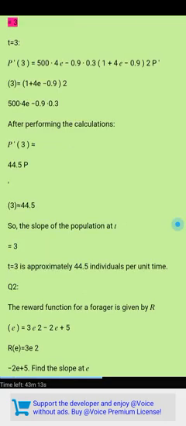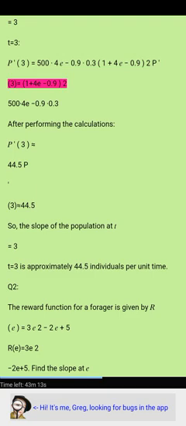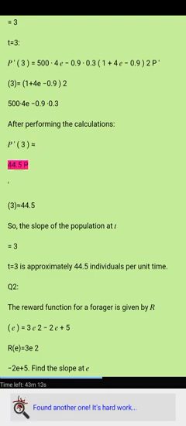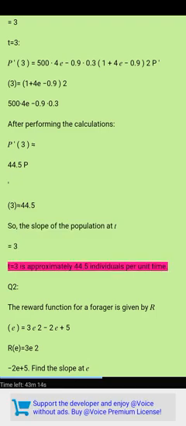Now, substitute t = 3. P'(3) = 500 · 4e^(-0.9) · 0.3 / (1 + 4e^(-0.9))^2. After performing the calculations, P'(3) is approximately 44.5. So, the slope of the population at t = 3 is approximately 44.5 individuals per unit time.